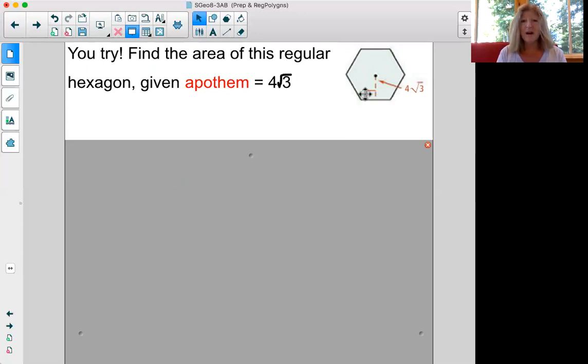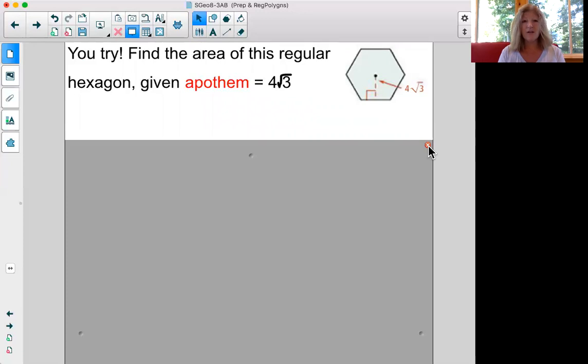Okay, we're given the apothem, so we have little a, but we're going to need to do a side problem to find what the side length is. And then once we know what one side is, we can multiply it by 6 sides to get the perimeter. Then we'll have A, we'll have P, we can plug and chug it into our formula.